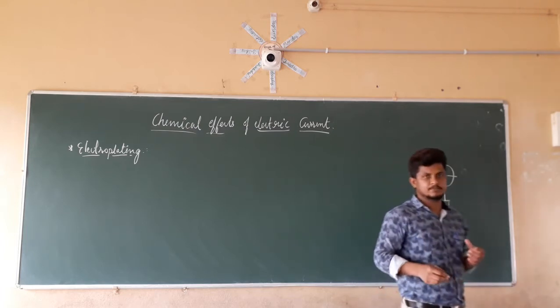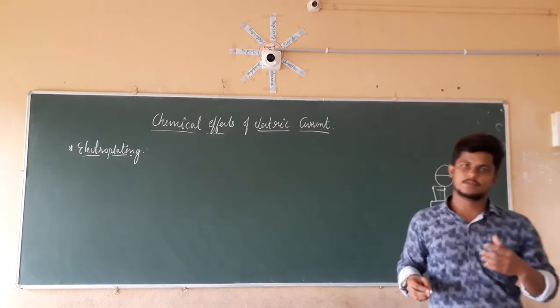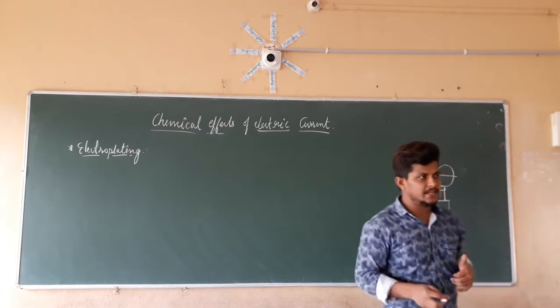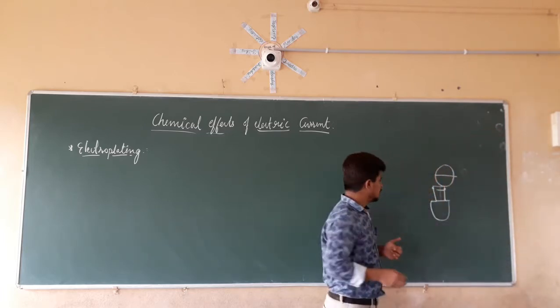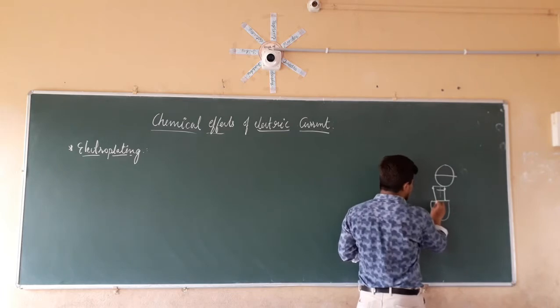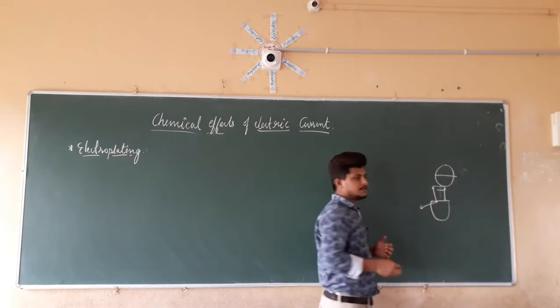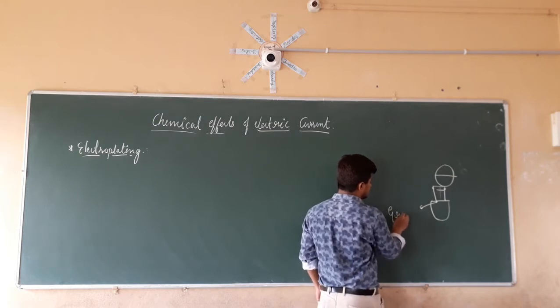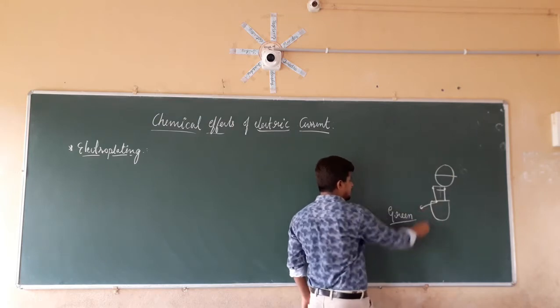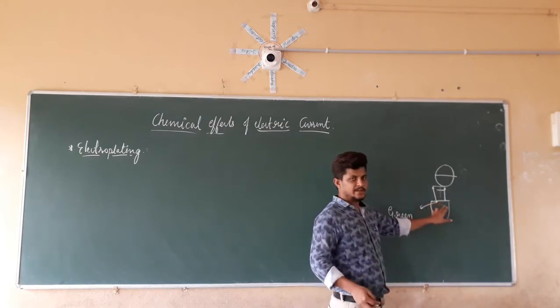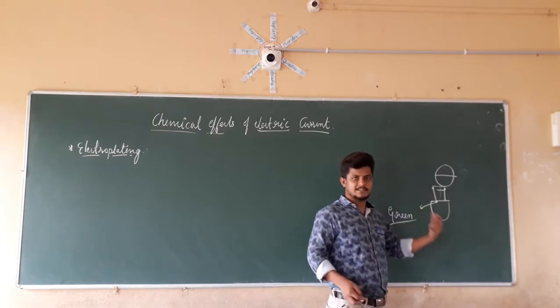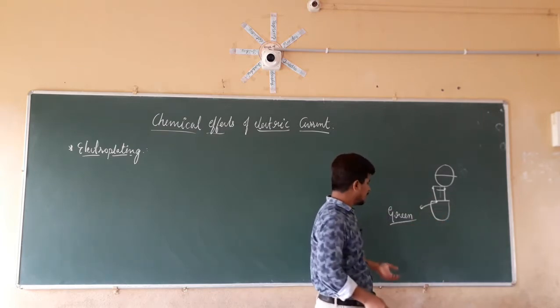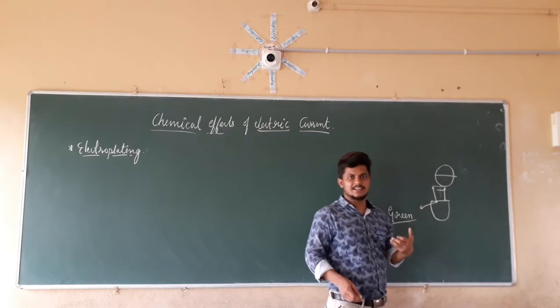After some time, after half an hour or 1 hour, if you check, there will be a change in this potato. At this point, it is going to become green. The color of that is going to change to green. Why did it change to green?